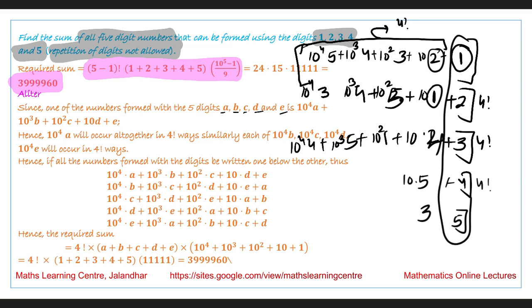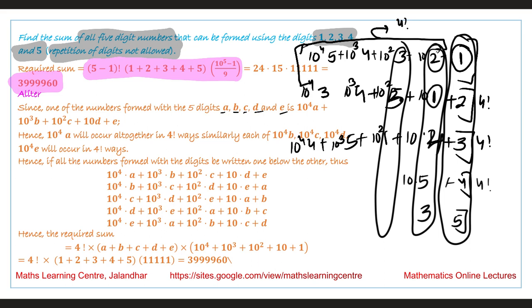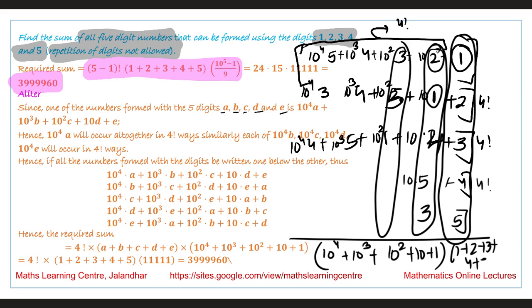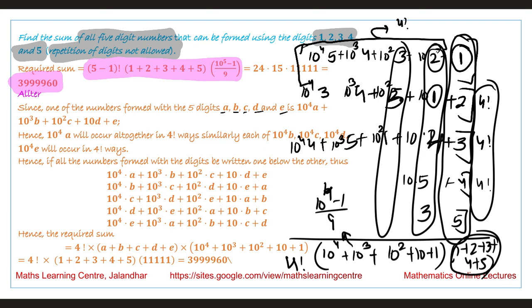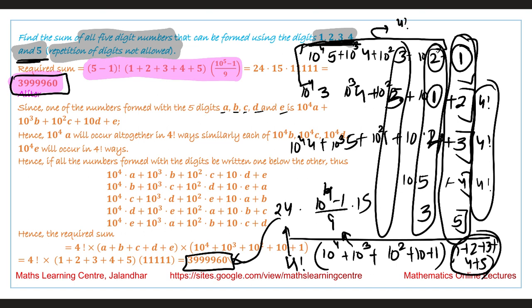If we add all these values as we have done in the previous case, this is 1 plus 2 plus 3 plus 4 plus 5, then 10 into this term, then 10 square into this term. When we add all these terms, we get 10 raised to the power 4 plus 10 raised to the power 3 plus 10 raised to the power 2 plus 10 raised to the power 1 plus 1. Then we have the sum 1 plus 2 plus 3 plus 4 plus 5, multiplied with 4 factorial. The sum of these terms is 10 raised to the power 4 minus 1 over 9. The sum of the digits is 15, and the value of 4 factorial is 24. So we obtain the final answer, which is the sum of all 5 digit numbers that can be formed using the digits 1, 2, 3, 4 and 5.